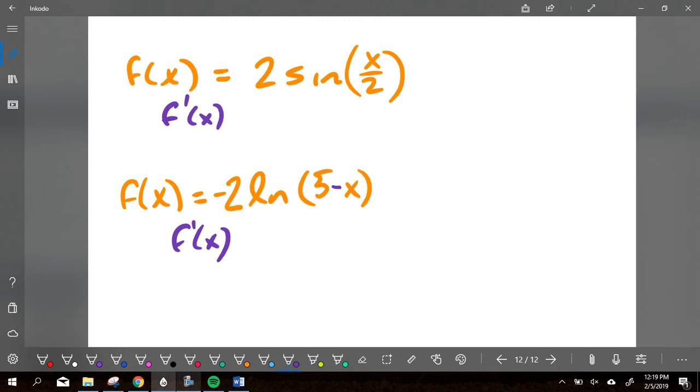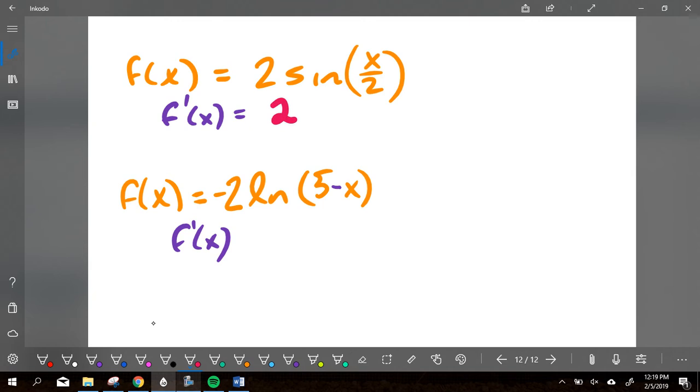Number one, we are taking the derivative of 2 sine of x over 2. Yes, sir. All right, I'll bring you one. 2 sine of x over 2. We're taking the derivative of that. What do we need to do to take the derivative of 2 sine x over 2? What rule are we using? Chain rule. Katie, talk me through. What'd you do?